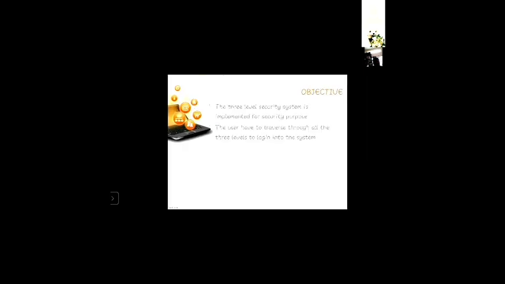The main objective of this paper is, in this paper, I have developed a security system with three levels. The user has to traverse through all three levels in order to log into any system. It may be a banking system, any online website or college website, anything. In order to enter that website, the user has to pass all three levels. This is the main goal of this paper.